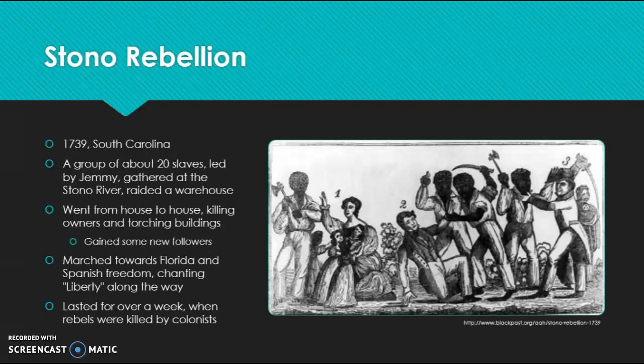Some of the enslaved populations in these areas joined them, but some of them helped the slaveholders. So it just depended on how much risk someone wanted to take on there. They did end up with over 100 people marching. And as they were marching along, they were chanting liberty along the way.